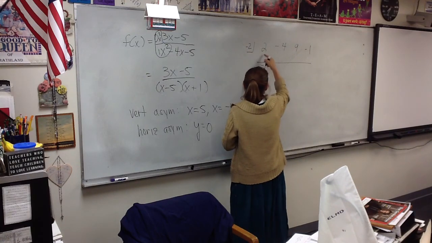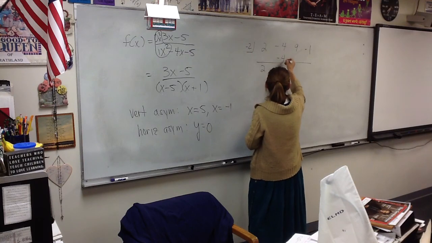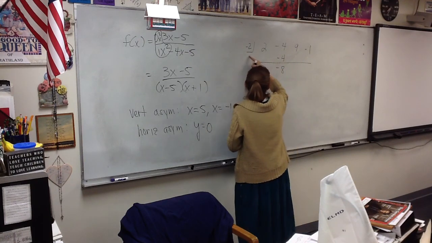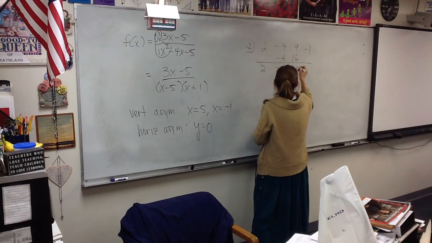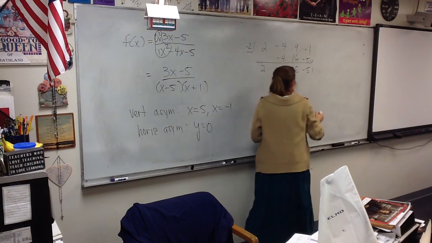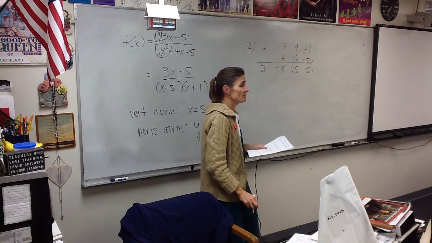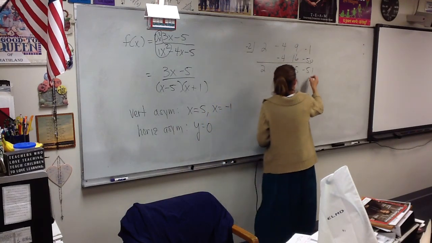Drop this 2 straight down. Negative 2 times 2 is negative 4. Add. 16. Add, negative 50, add. So what's the remainder? Negative 51. This number is the remainder.